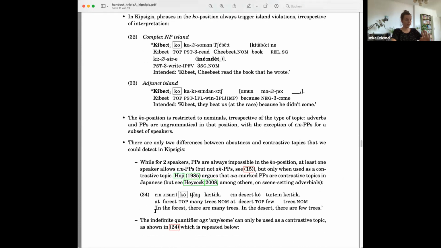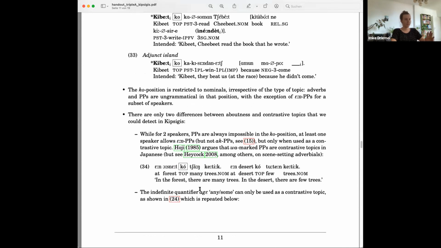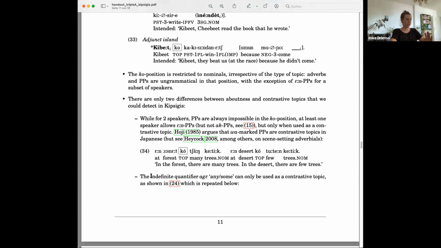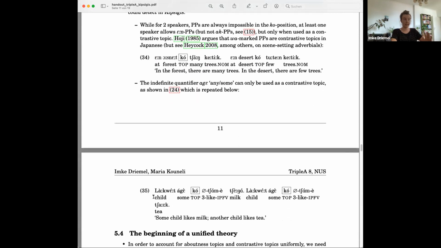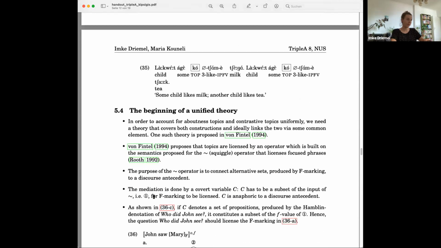So there, and this is given in detail here in 34, we do want a contrastive reading only for these. So we summarize here these exceptions, the small difference we find between contrastive and aboutness topics under these two bullet points. One is this special PP, and the other one is the AG quantifier that we already talked about, right? We don't really know why these differences exist, but all in all, we observe that these two constructions, the two readings of the topic phrases, seem to have very similar syntax, maybe even identical syntax. Okay.